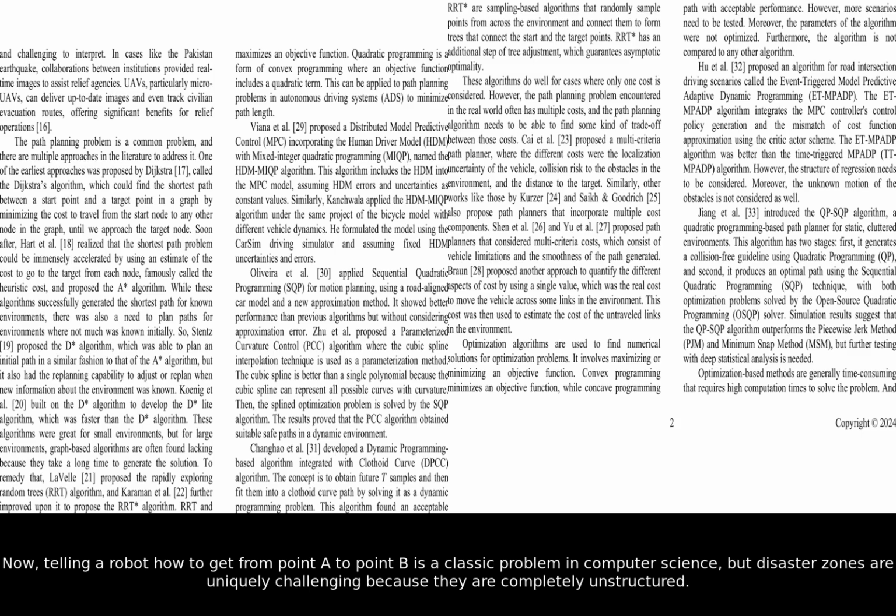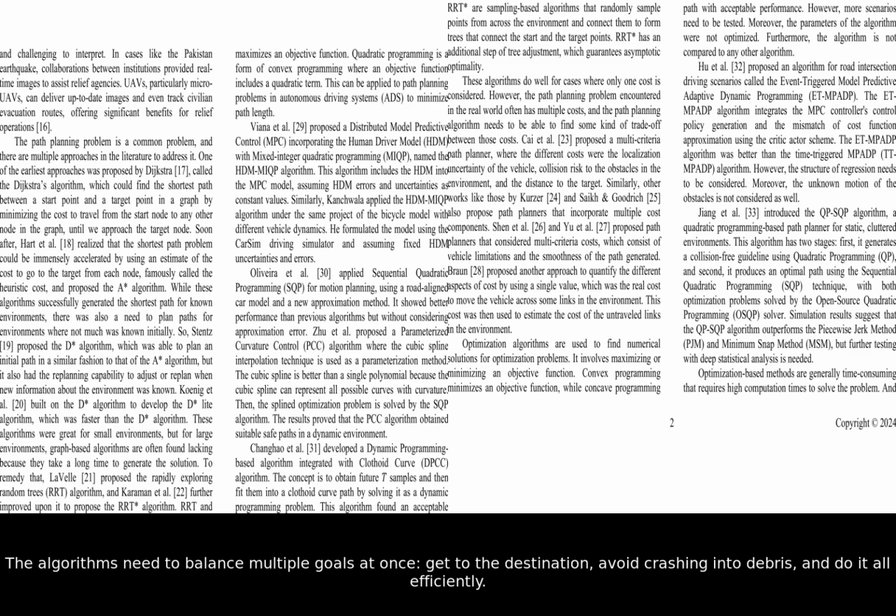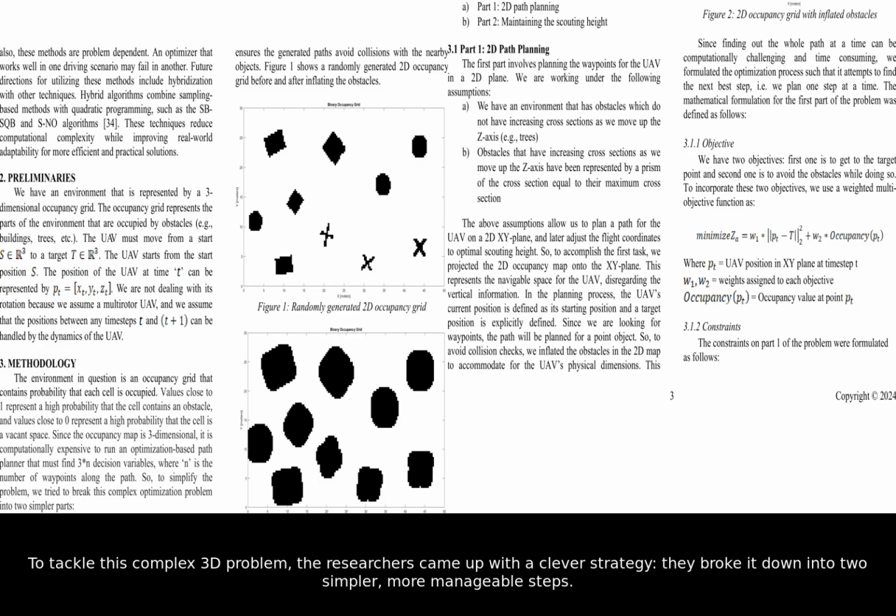Now, telling a robot how to get from point A to point B is a classic problem in computer science, but disaster zones are uniquely challenging because they are completely unstructured. The algorithms need to balance multiple goals at once, get to the destination, avoid crashing into debris, and do it all efficiently. To tackle this complex 3D problem, the researchers came up with a clever strategy.